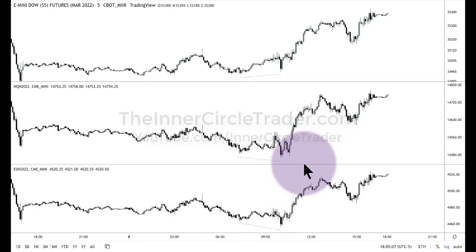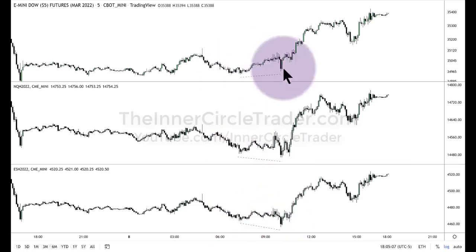Well, let's take a look at the three averages together. This top chart is the Dow futures, the NASDAQ futures is in the middle, and the S&P is at the lower end here. So it's Dow, NASDAQ, S&P. During that decline in the NASDAQ and the S&P, look what the Dow's doing. It's saying, nah, I'm going to sit this one out, boys. It's not willing to make that lower low where NASDAQ did and S&P did.